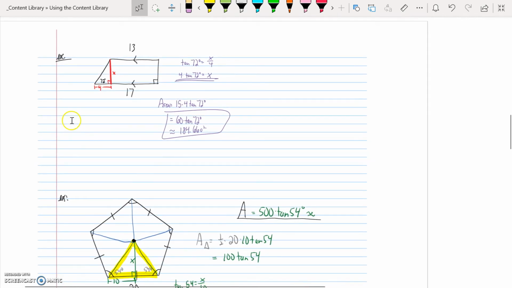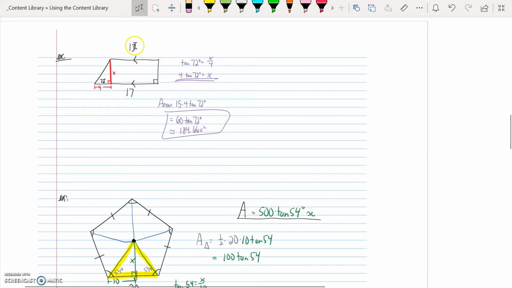For the first one, I would drop down an altitude, creating a rectangle on the right-hand side, creating a right triangle over here. The 13 means that this part of the rectangle is 13, so we have 4 left over. The tangent of 72 is equal to x over 4. Solve that equation for x. That is the height of our trapezoid.